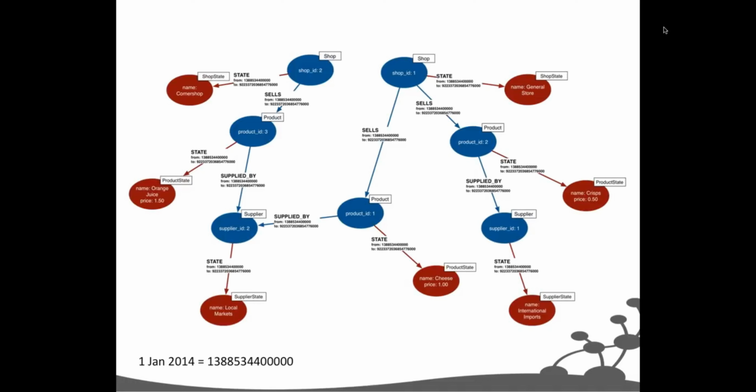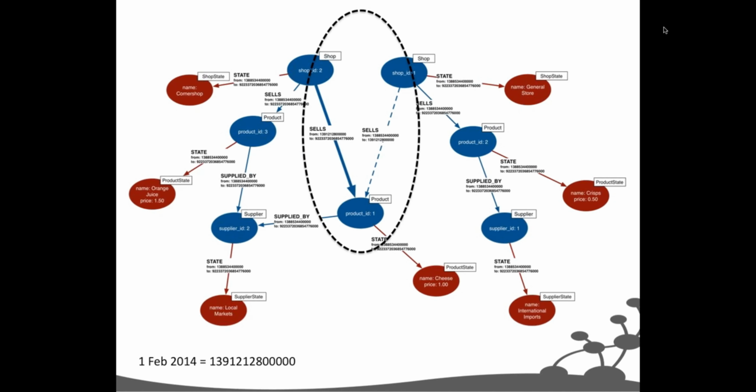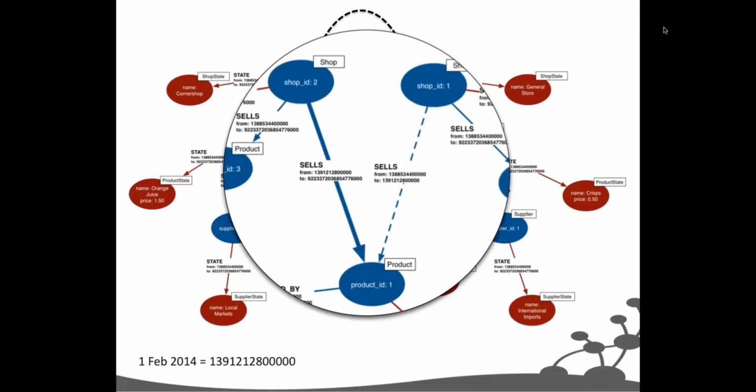In our earlier version of the diagram, when we first set this up and captured our first snapshot of our domain, you can see that indeed shop 1 used to sell product 1, and that sales relationship had no upper bound. It was valid from the 1st of January through to we don't know when. But on the 1st of February 2014, shop 1 stopped selling product 1, and coincidentally perhaps shop 2 started selling it.